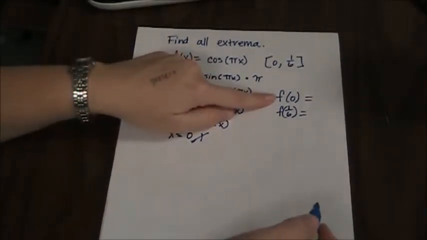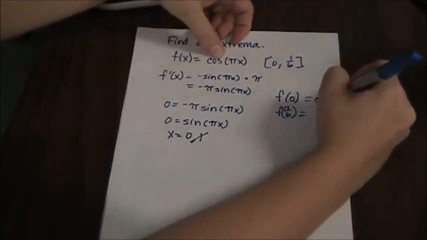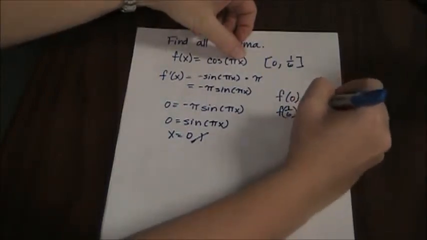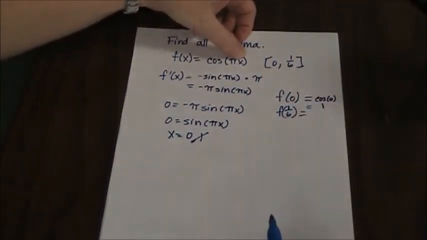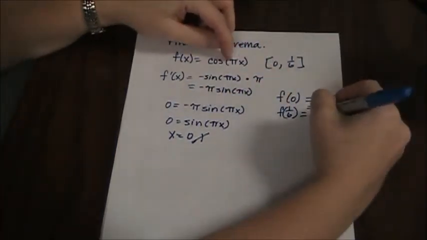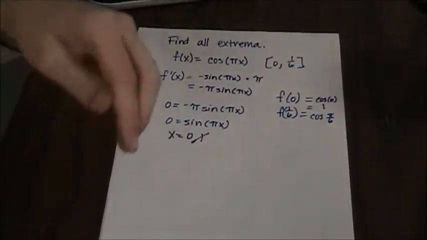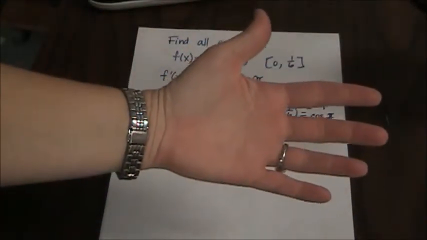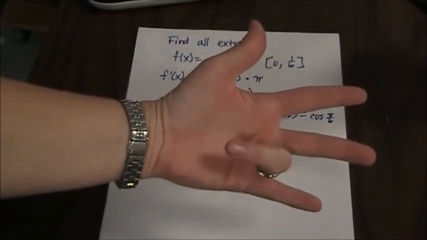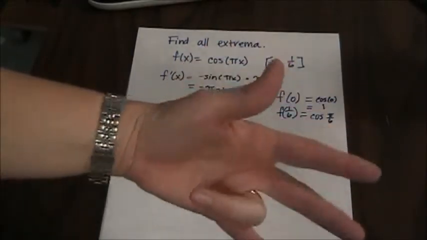So f of 0, when I plug it into the original, is cosine of 0, because pi times 0 is 0. And cosine of 0 is 1. And then f of 1/6, when I plug it in, is cosine of pi over 6. If you remember the trick I showed you with your hand, pi over 6 would be this finger. If I hold it down, cosine's on top, so there are 3 fingers. That would be square root of 3 over 2.